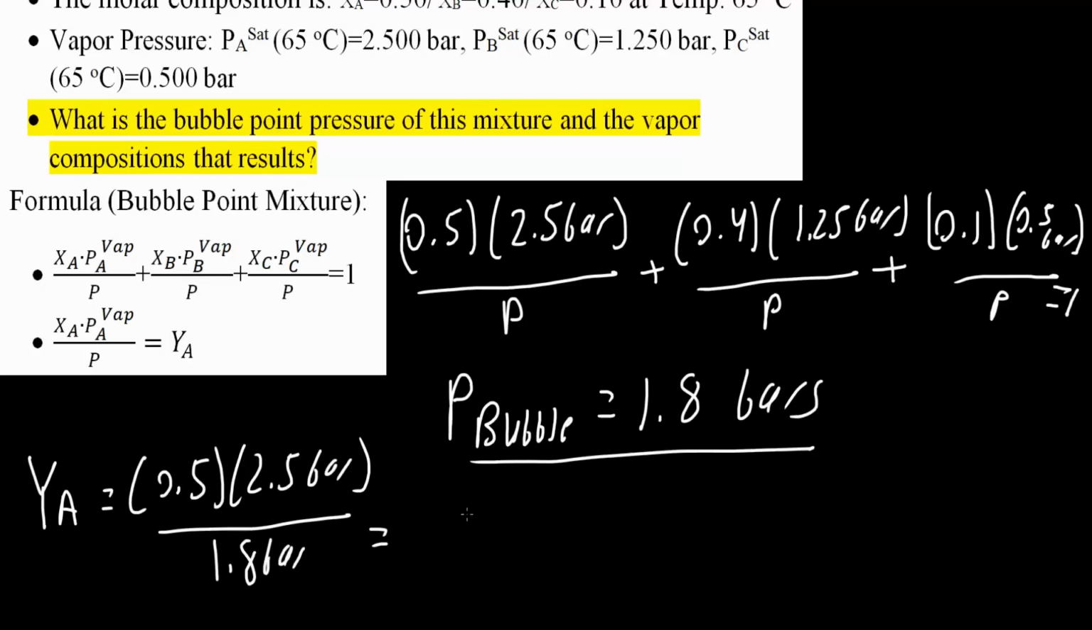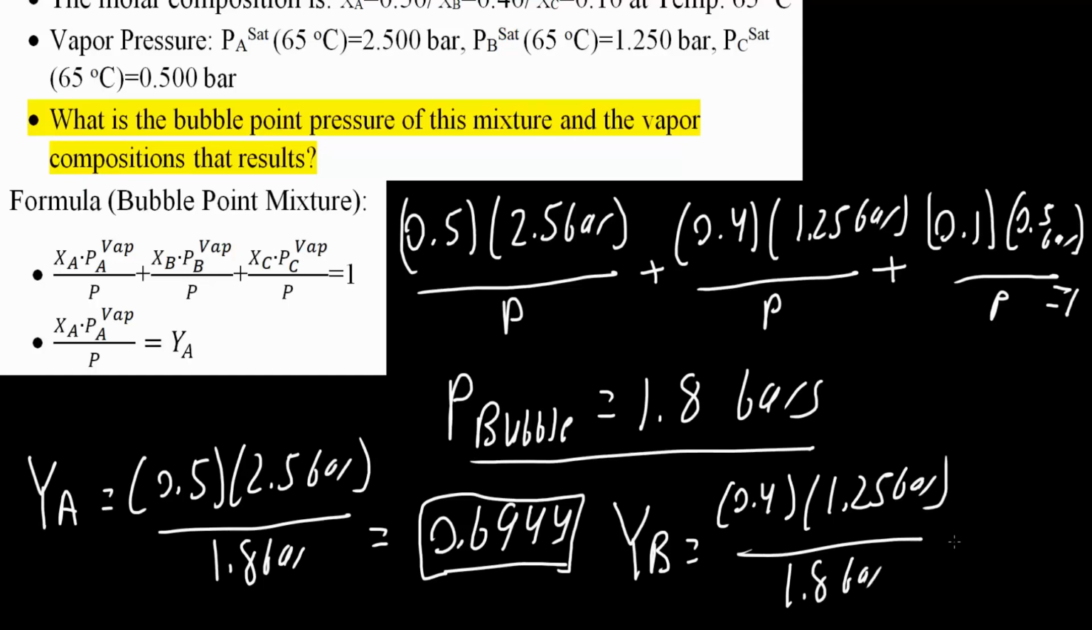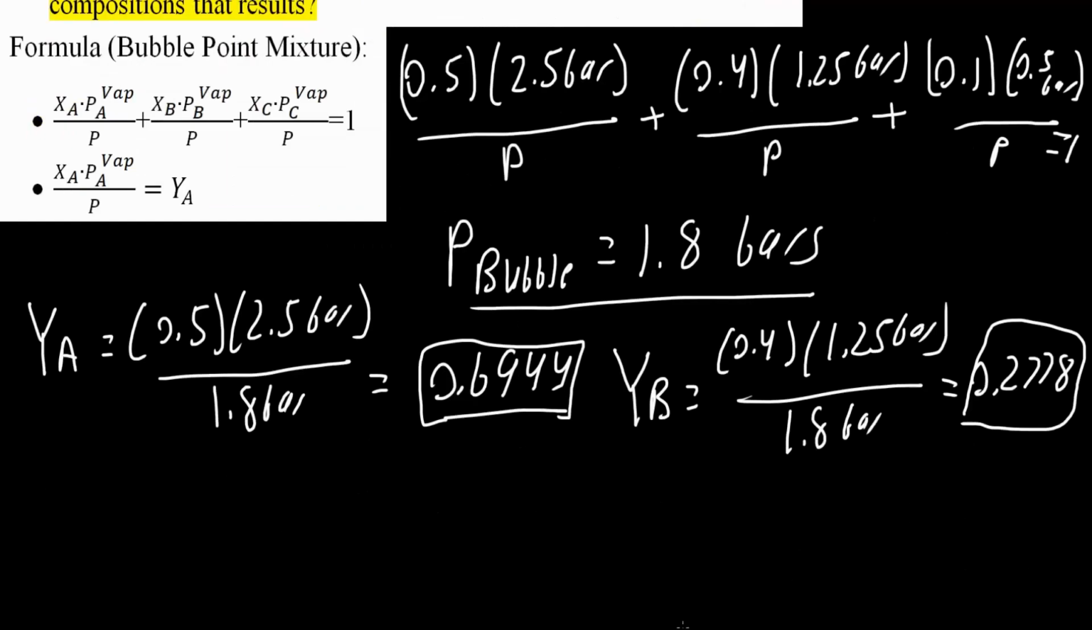And this right here will equal 0.6944. This is for YA. Next we'll solve for YB. Very similar. So YB is equal to this piece right here. So 0.4 times 1.25 bars divided by P, which is 1.8 bar. And so we would get 0.2778.